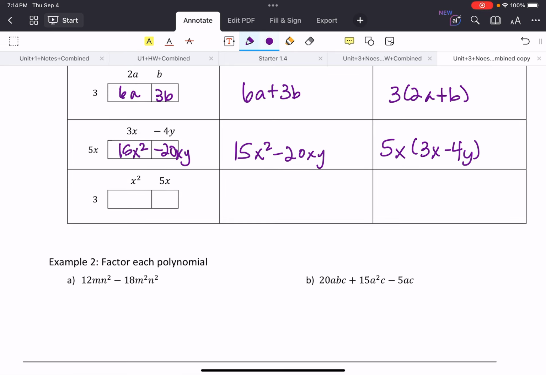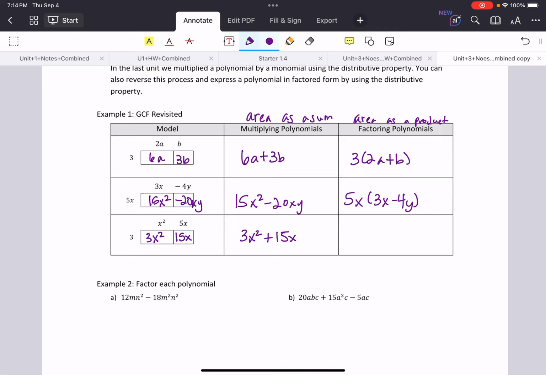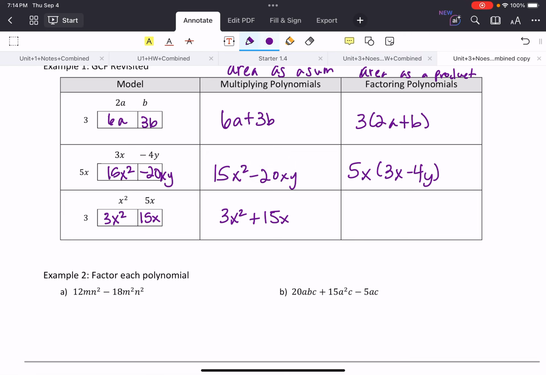And we're going to do it one last time. So 3 times x squared is 3x squared. 3 times 5x is 15x. And we add them together to get the area. The multiplying polynomials and the factoring is just the two sides.